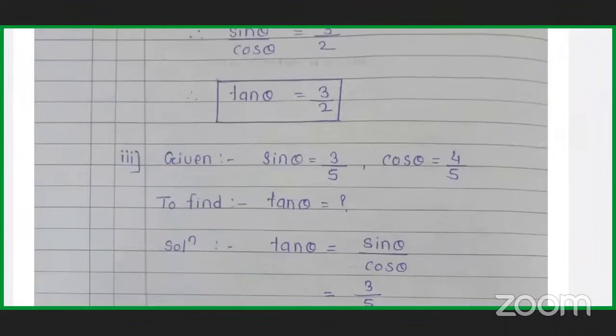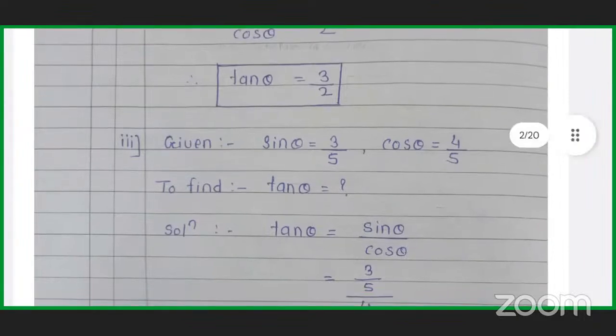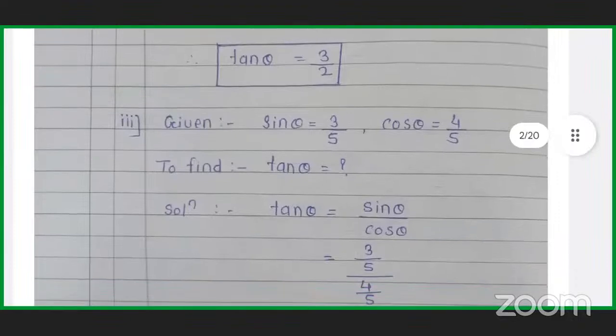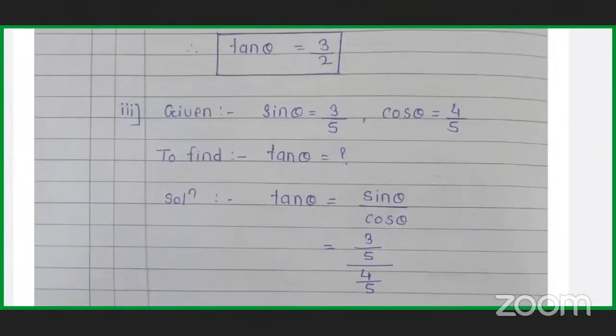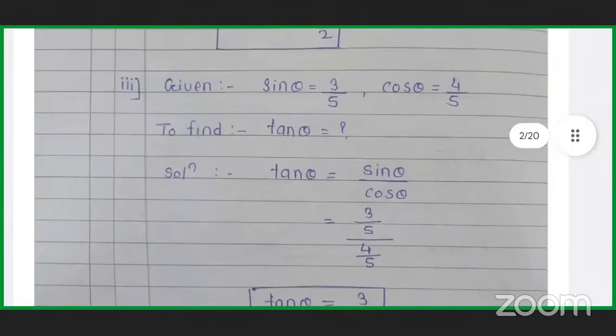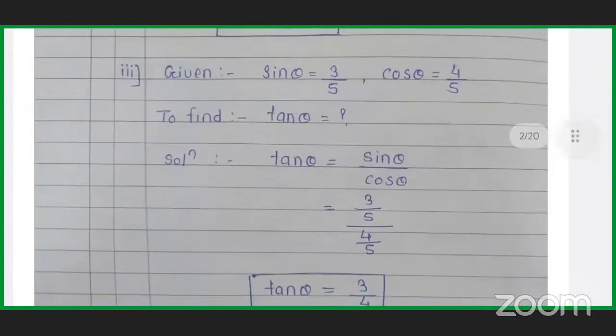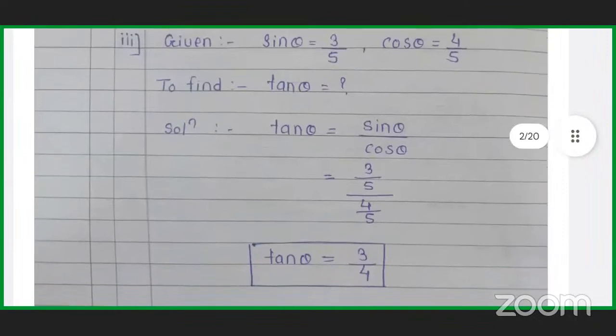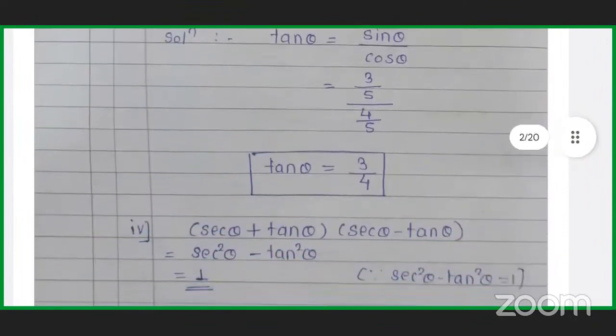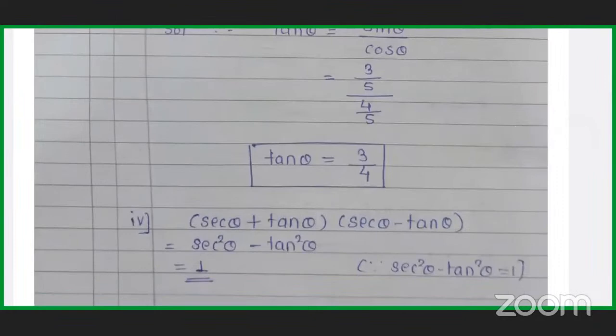Sine theta is equal to 3 upon 5 and cos theta is equal to 4 upon 5. Then what is the value of tan theta? So tan theta is nothing but sin theta upon cos theta. So we have to put the values. What is the value of sin theta? 3 upon 5. What is the value of cos theta? 4 upon 5. We have to multiply it. 5 gets cancelled. So 3 upon 4. So the value of tan theta is 3 upon 4. Then what is the fourth question?